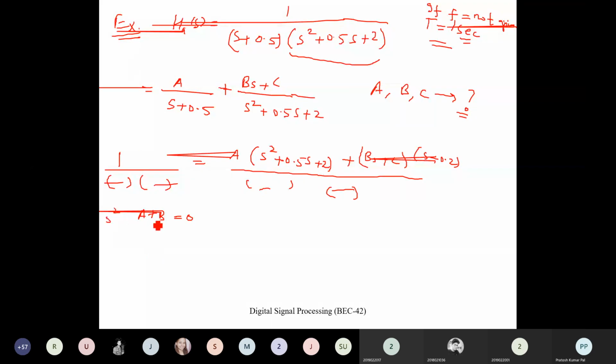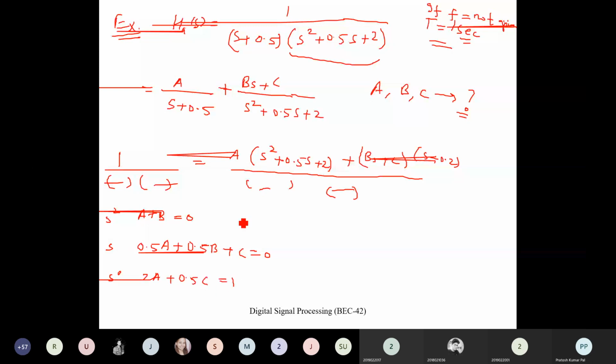So once the s square term is 0 here, a plus b will be 0. So the s terms will be 0.5a plus 0.5b plus c equals 0, and the s equals 0 terms will give 2a plus 0.5c equals 1.